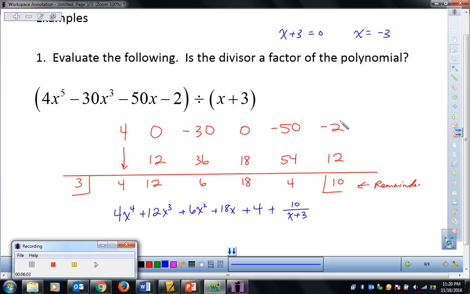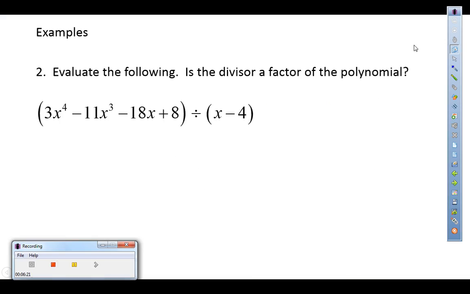There's my answer to this division problem. The second question: is the divisor a factor of the polynomial? And we all know, again, from Friday, since I have a remainder, and the remainder is 10, this is not a factor. So let's move on to another example or two.